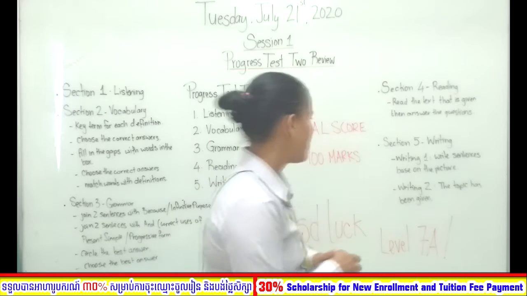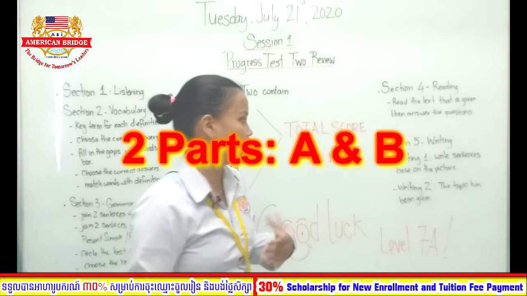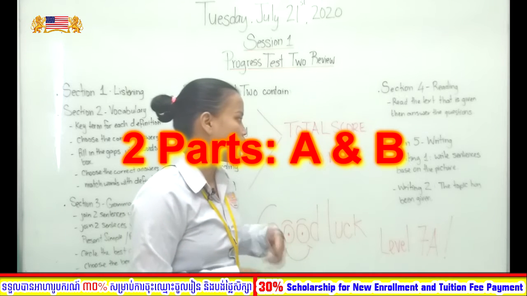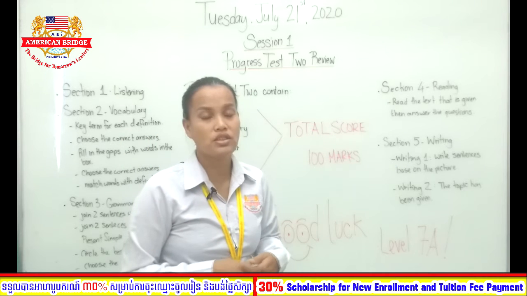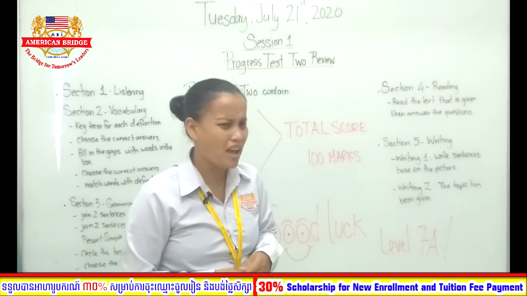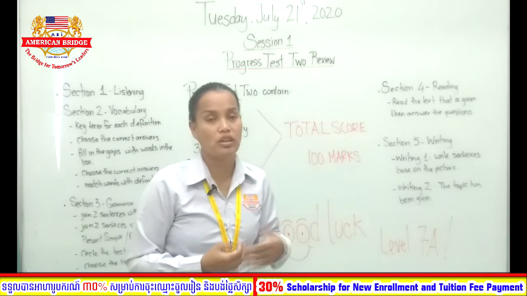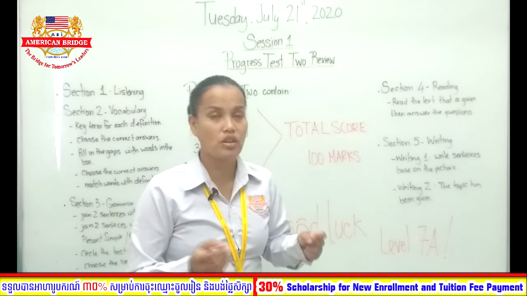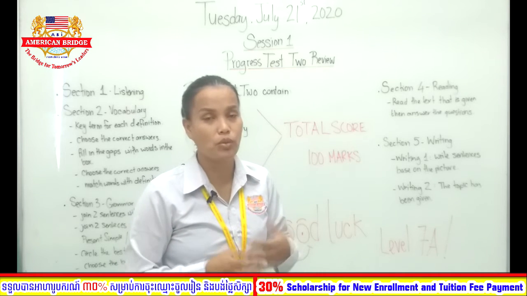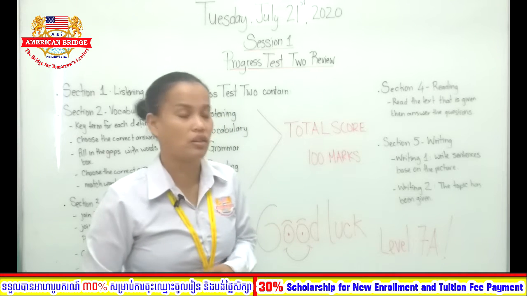Okay, Section 5 is the writing part. The writing part in Section 5 is divided into 2. We have writing 1, write sentences based on the picture. There's a picture of a man, I believe, and what you need to do is write a description of the picture. There are already some details given to you, and what you need to do is write more in detail about the picture of the man, all right?